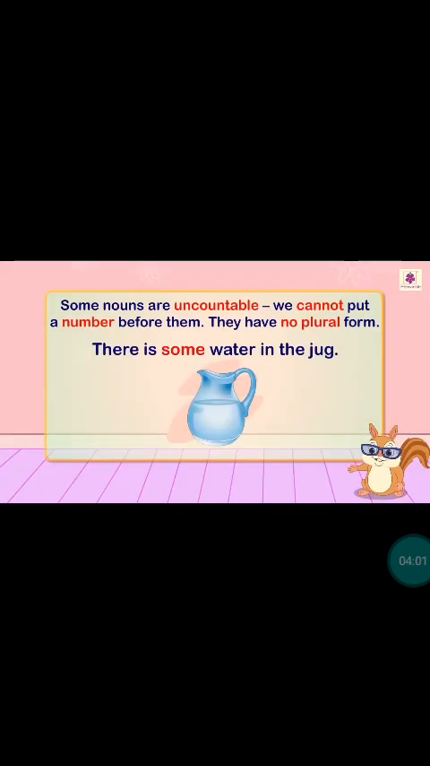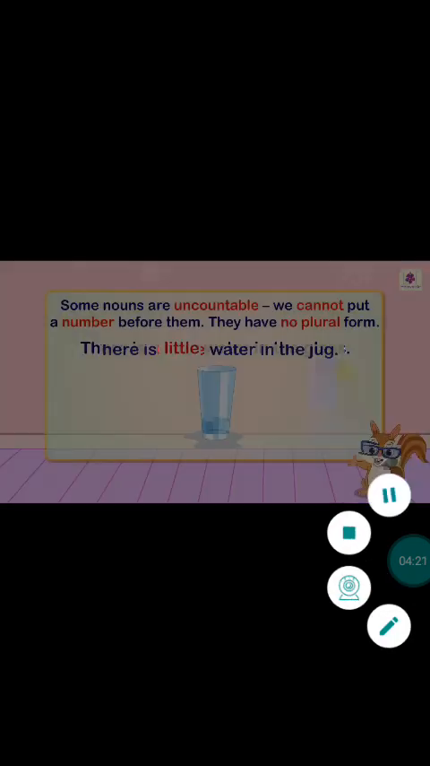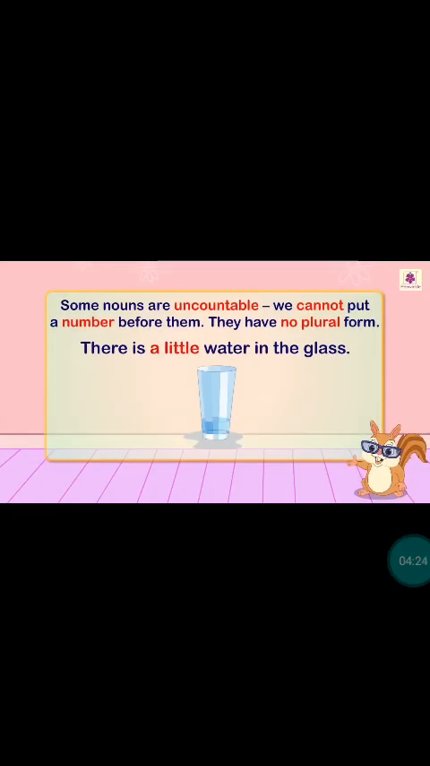Now, for example, there is some water in the jug. We are not saying we have 1 glass water, 2 glass water. No. If you see in the picture over here, we can say there is some water in the jug. Another example, there is a little water in the glass. So, for uncountable nouns, we use some, little, or much.